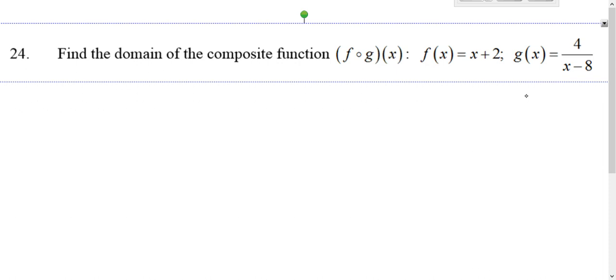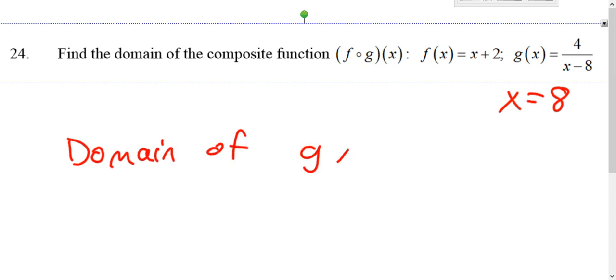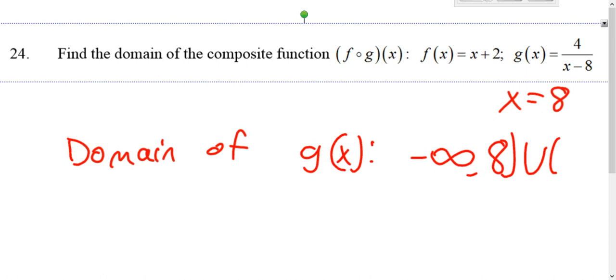The domain of g, you're not allowed to divide by 0, so the domain of g is not allowed to have x equals 8 in it, because then you'd be dividing by 0. So the domain of g is everything except for 8. We write that as negative infinity to 8, union 8 to infinity. Everything except 8.